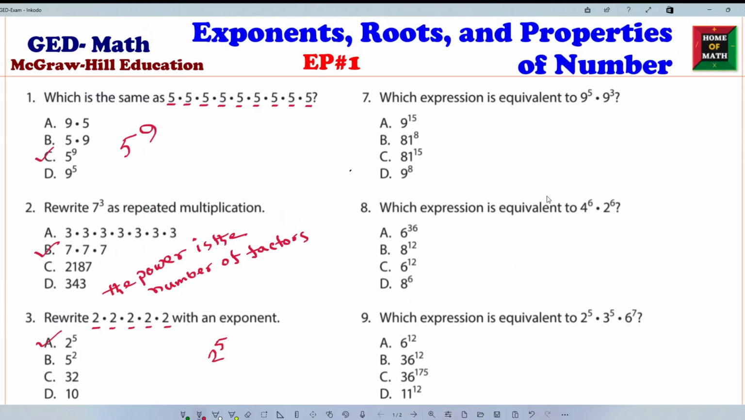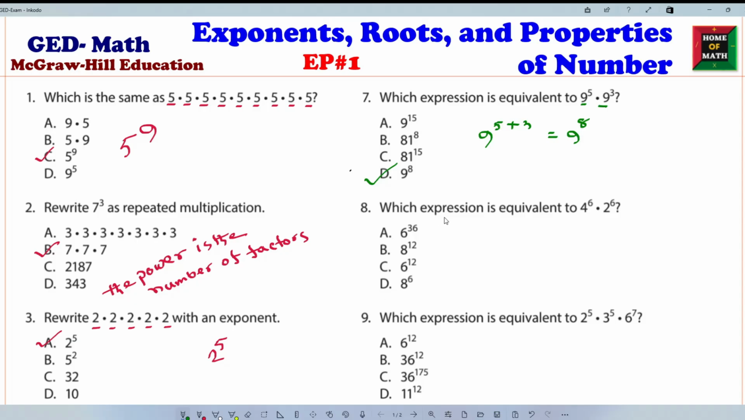Next, which expression is equivalent to 9 to the power 5 times 9 to the power 3? So look, here the base is 9. Okay, so for multiplication we know the powers add. So 5 plus 3 becomes 9 to the power 8. So where is 9 to the power 8? Number D is 9 to the power 8.